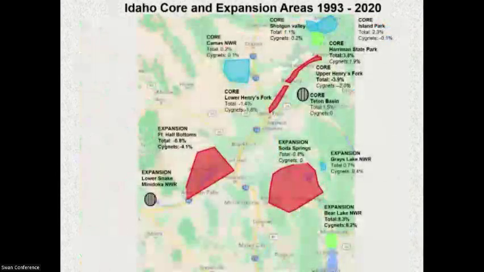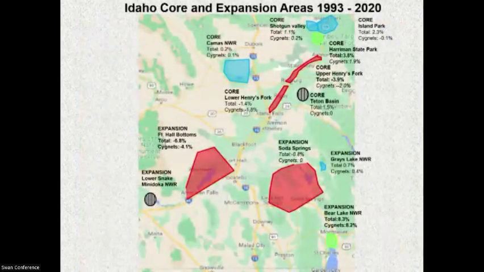If we move on to Idaho, if you draw a line here, anything north of this is the core area. Everything south of this is the expansion area. And we have a mixture of stable areas, increasing trends, as well as significantly decreasing trends for the various areas. So up here by Island Park and the Shotgun Valley, it's been pretty stable. Nothing significantly increasing, but it is increasing slightly. Harriman State Park is very important. It's had a significantly increasing trend since 1993 of 3.8%.